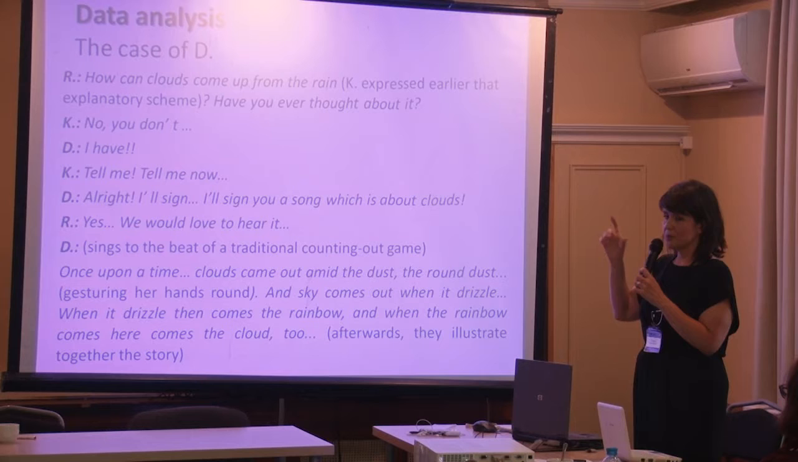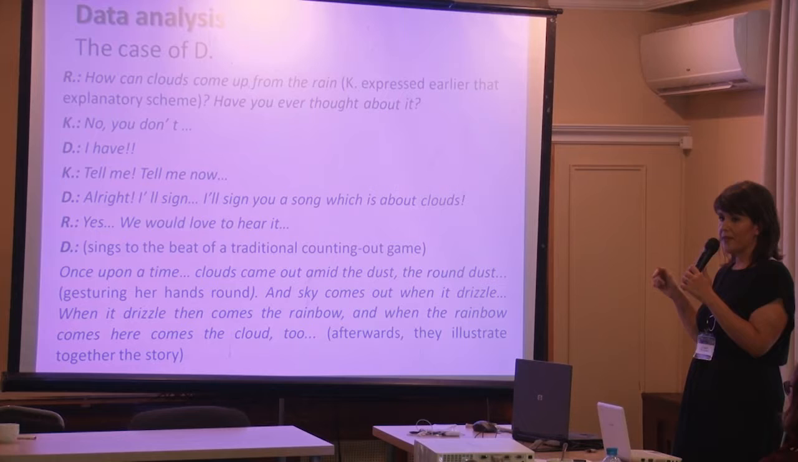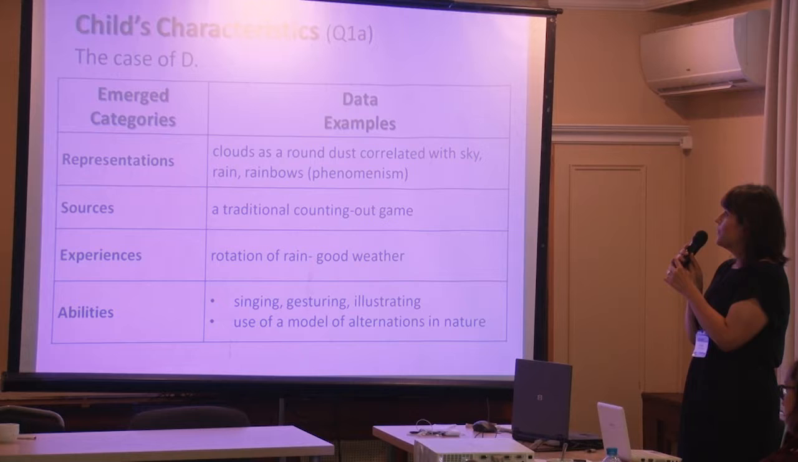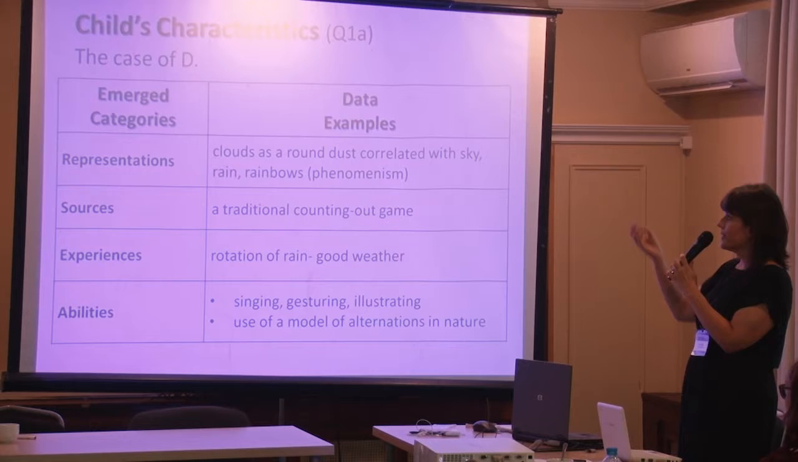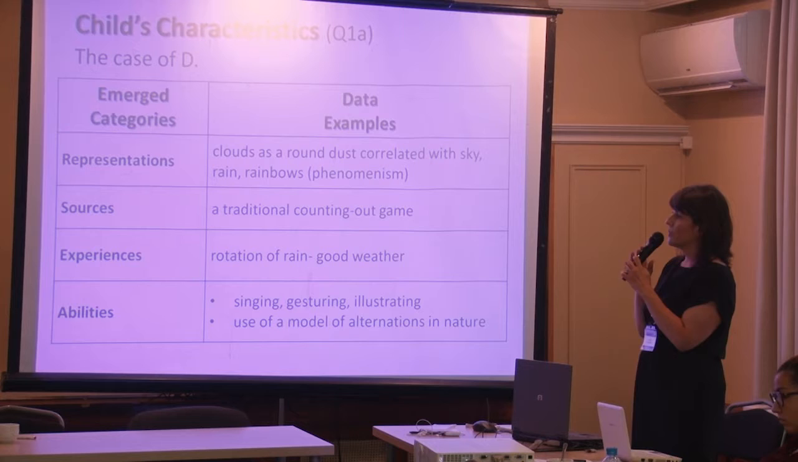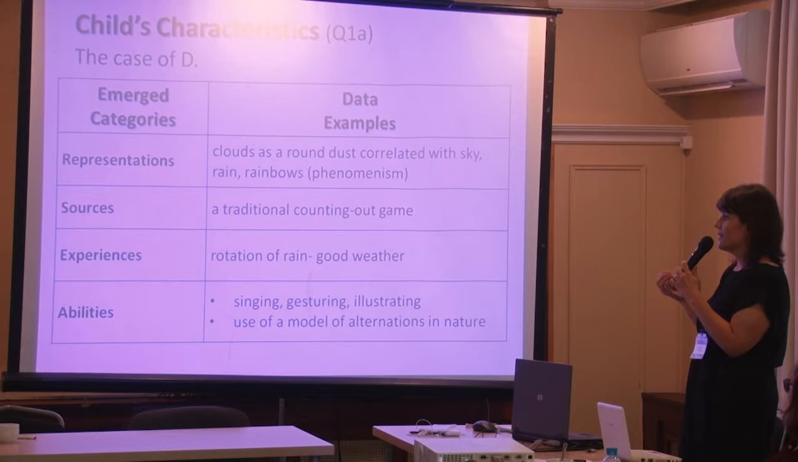And the children afterwards tried to illustrate it together in a drawing. So what we try to do here, in order to give an answer to the first research question, is that according to the child's characteristics, we're trying to find the emerged categories. And as we see, there were a lot of representations, a lot of resources, a lot of experiences, and a lot of abilities.